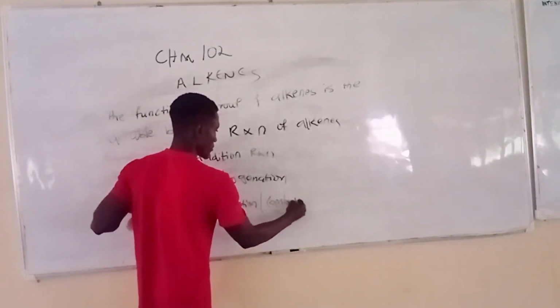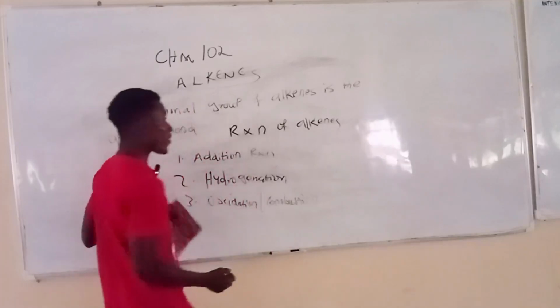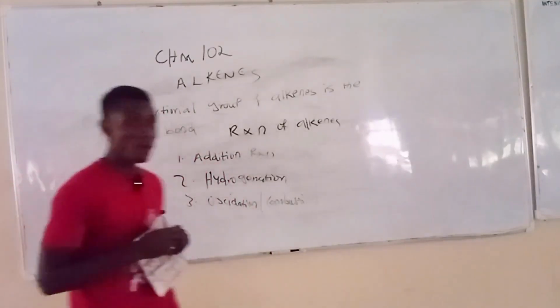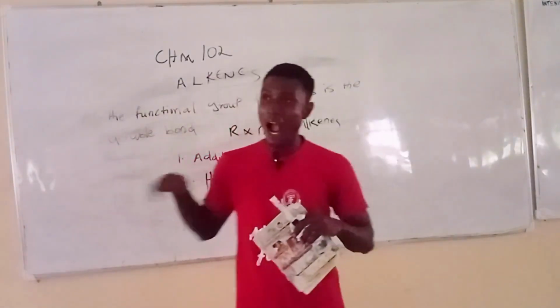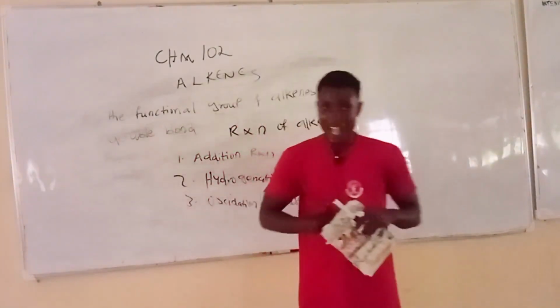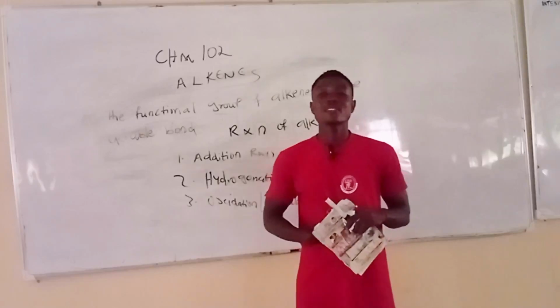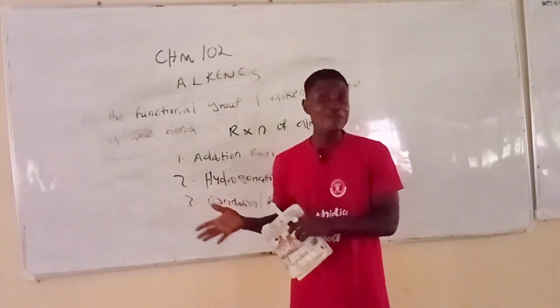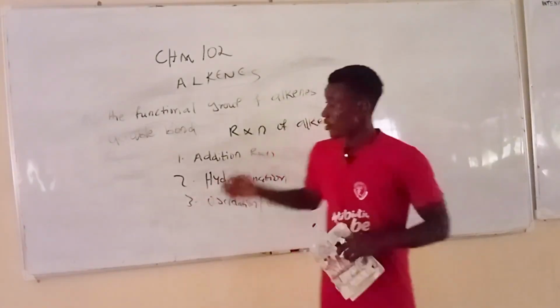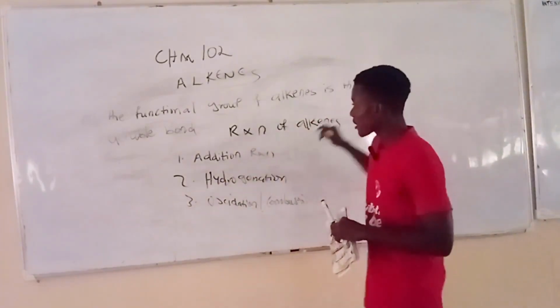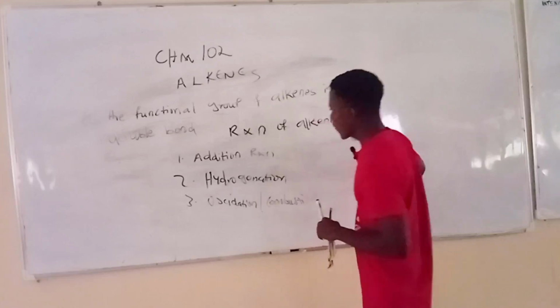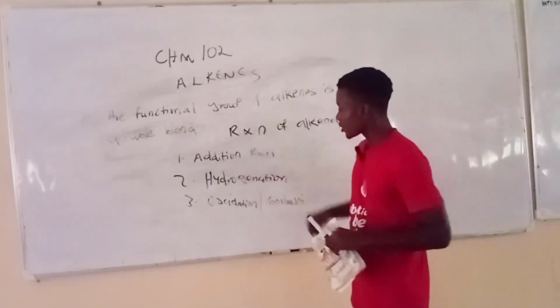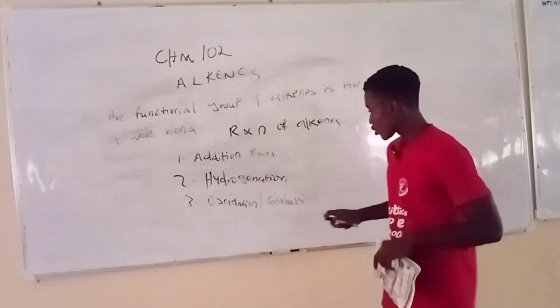So in our next video, we'll be focusing on the reactions of alkenes, knowing fully well that we have talked about how we can prepare alkenes, at home or in the laboratory. But I've talked about how we can prepare alkenes, and these are the reactions of alkenes: the addition, the hydrogenation, the oxidation, and the combustion.